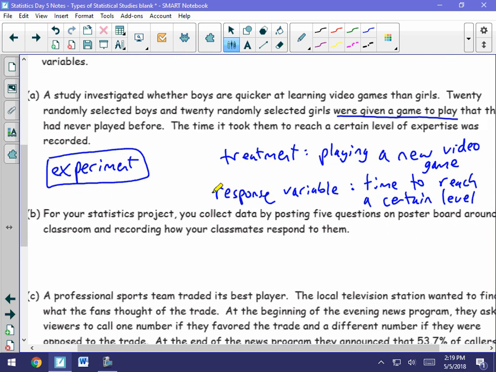Okay, moving on to letter B. For your statistics project, you collect data by posting 5 questions on poster board around your classroom and recording how your classmates respond to them. So is this an observational study or is this an experiment? Was there some sort of treatment imposed? The answer here is no. There's no treatment imposed. You were just asking people to answer some questions. So this is an observational study.